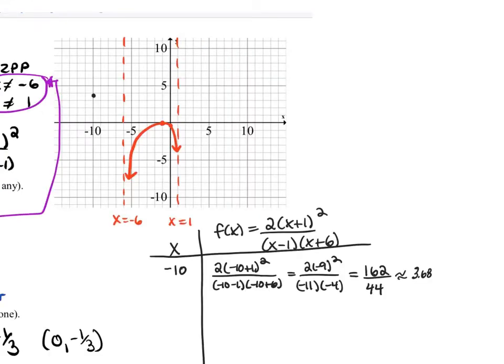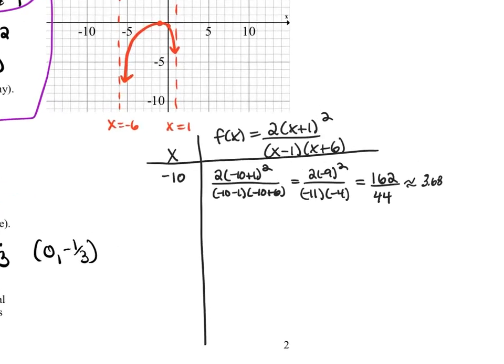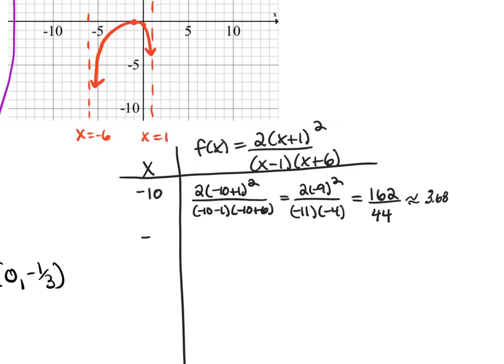Okay, so we keep going with this, and let's plug in something closer to the asymptote. The asymptote was at -6, so let's plug in -7. I'm going to show fewer steps. I'm going to plug in here in my head. So -7 plus 1 is -6 squared. This is going to be -8 times -1. So 2 times 36, which is 72 over 8. 72 divided by 8 is 9.